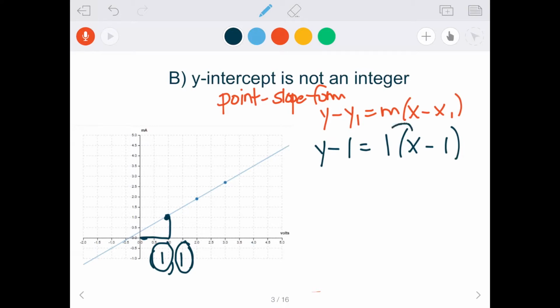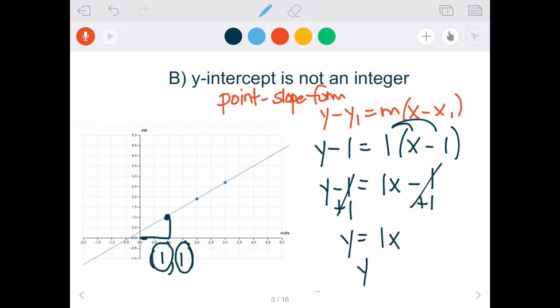First thing you have to do is the distributive property, so leave the y minus 1 alone. This is going to be 1x minus 1. Then we're going to do the inverse operations to get y by itself. And we get that y is just equal to 1x, which we would say is y is equal to x, okay? If you have a point, or if you have a graph where the y-intercept is not an integer, you have to use the point slope form.